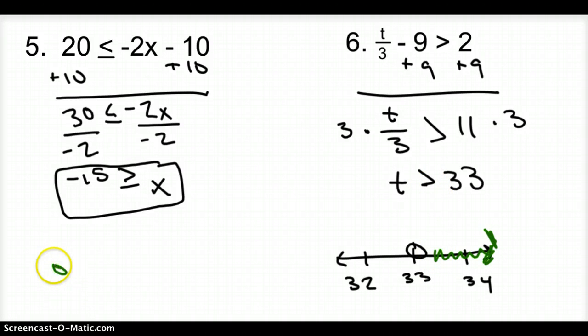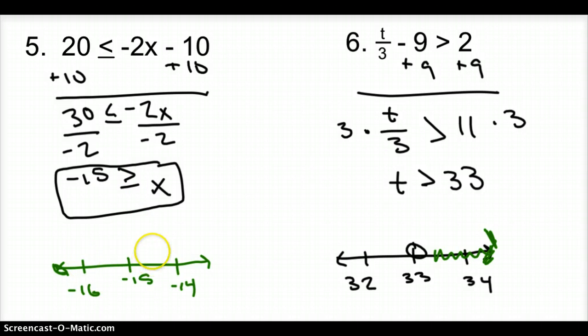And then I'm going to draw a number line on this side very quickly so we can recap how we draw our number line. Negative 15 in the middle, negative 14 on the right, negative 16 on the left. Closed circle because of the equal to. And now, is our variable on the left? No, it is on the right, so we have to go the opposite of the arrow. So we would shade to the left.